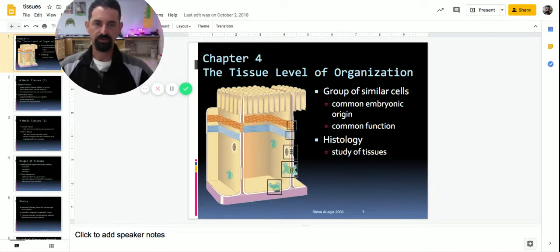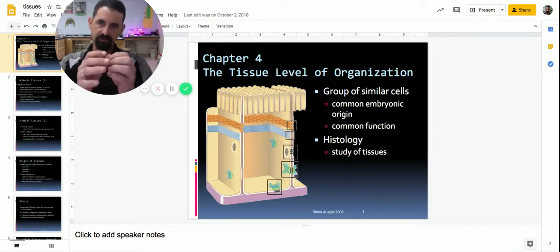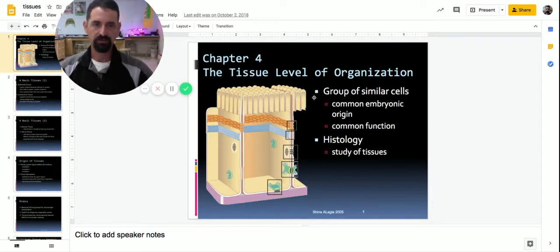Tissues are cells working together. Those cells that are going to form those tissues must have some sort of common embryonic origin, like the same cluster of cells is going to make that same type of tissue. Histology is collectively the study of a particular tissue type.